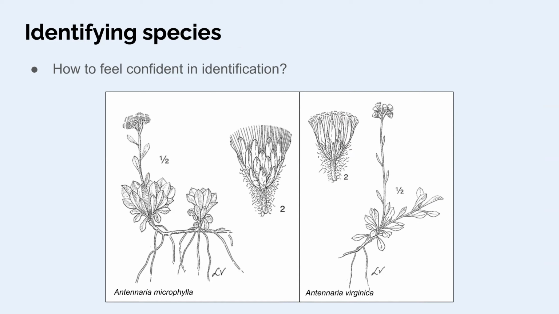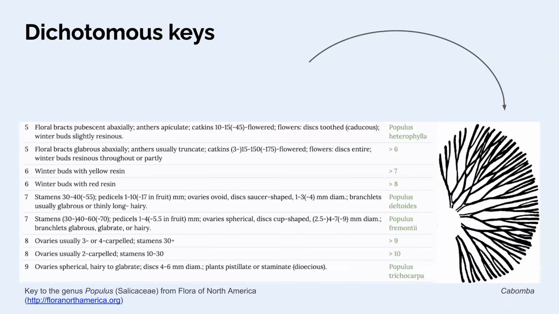So just keep that in mind: just matching pictures is not a good way to first identify a plant that you don't know. Over time, you might get familiar with identifying them in that way, but it's not a good approach for unfamiliar species. A good approach is to use a dichotomous key. Basically every plant identification book usually has these dichotomous keys.